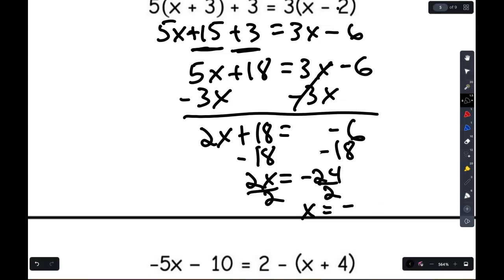Actually, that should be negative 12. Yep, that's negative 12 here. Negative 24 divided by 2, it's going to be negative 12.